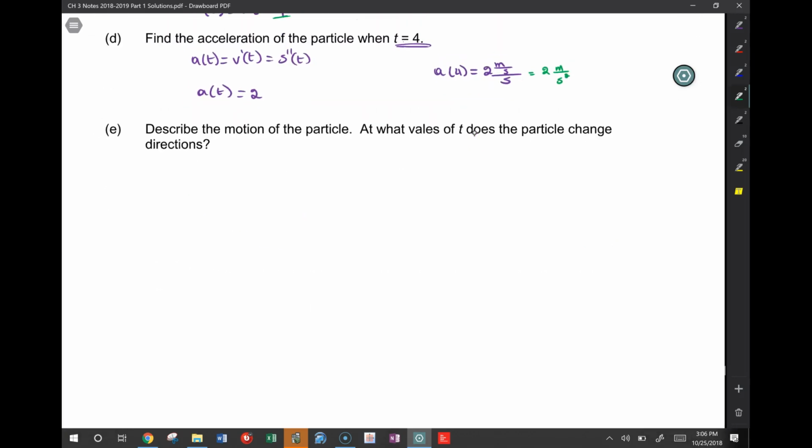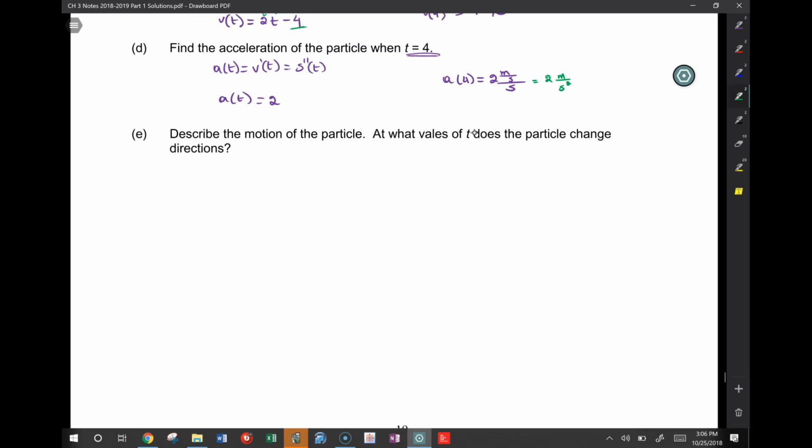Describe the motion of the particle. At what values of t does the particle change directions? Now, when it says describe the motion of the particle, we're not looking for adjectives. It was pretty. It was nice. It was fun. That's not what we're looking for. We're looking for what it is that this thing did.